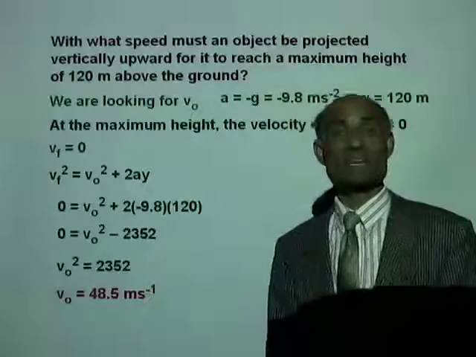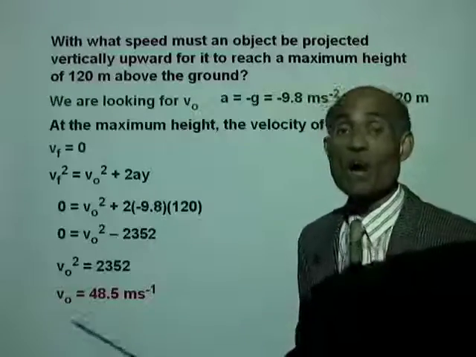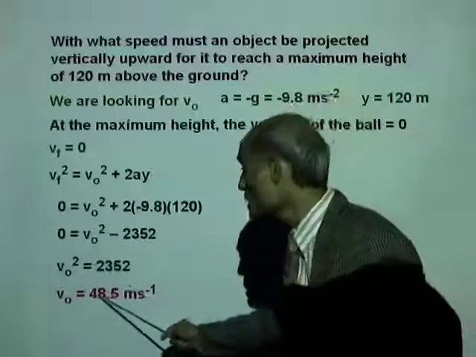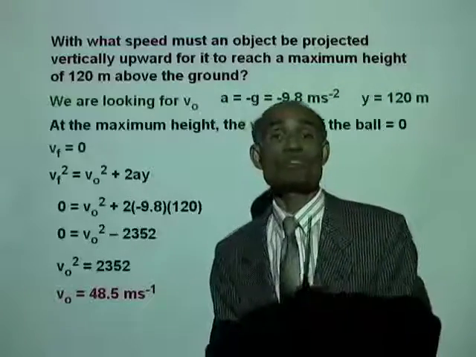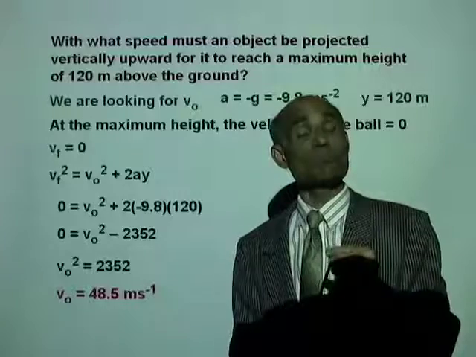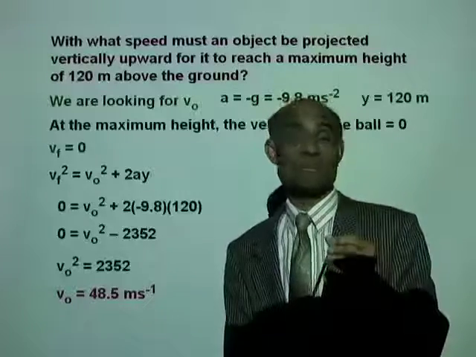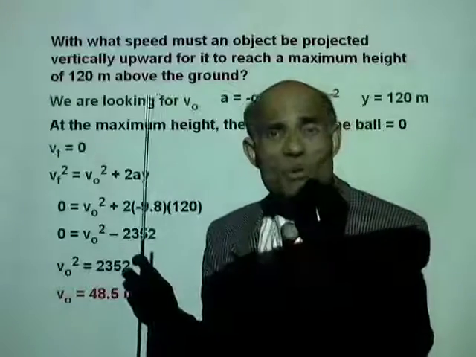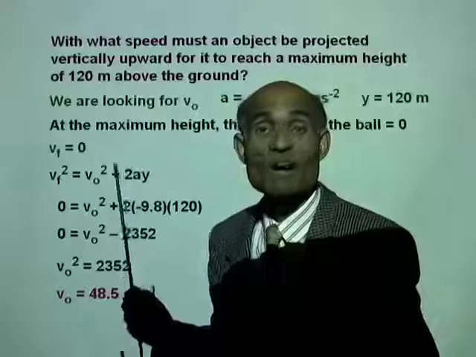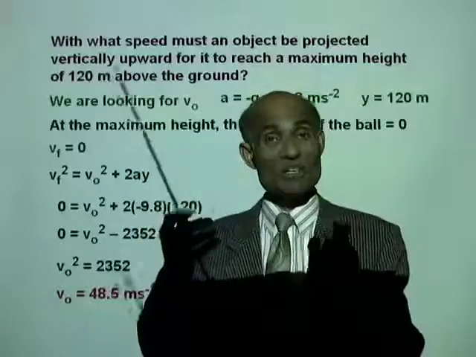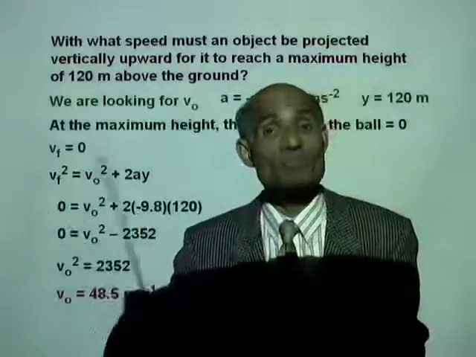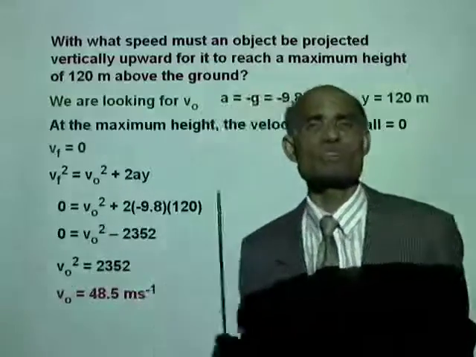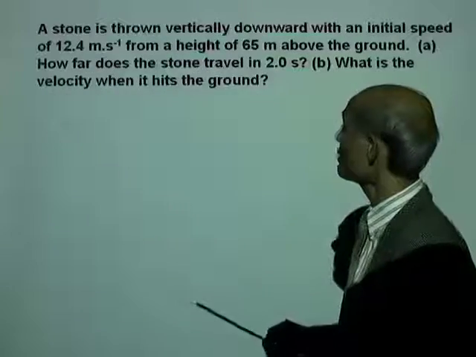48.5 meters per second. In order that an object may reach a height of 120 meters, you need to project it up with a velocity of 48.5 meters per second. Now watch how these problems become so simple when you know how to figure out the data and the equation that will help us to solve it. Okay? Practice this. Only practice will make you perfect in solving problems like this.